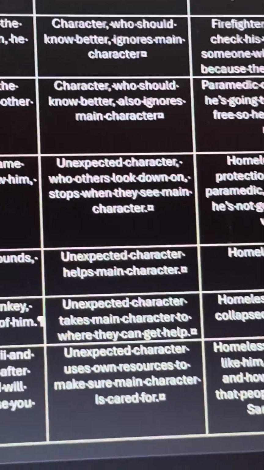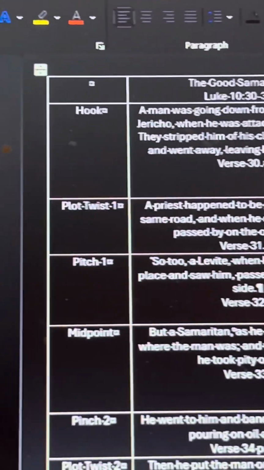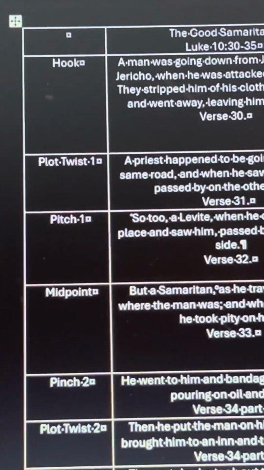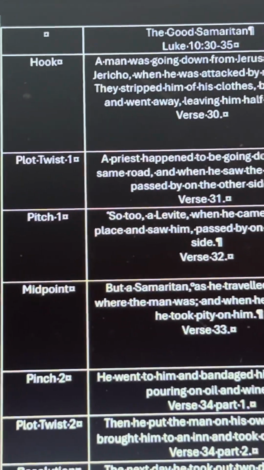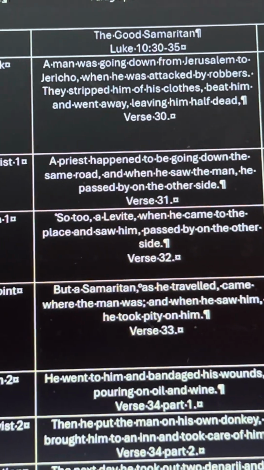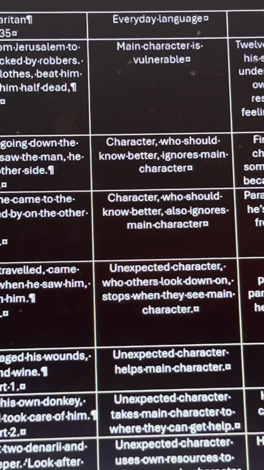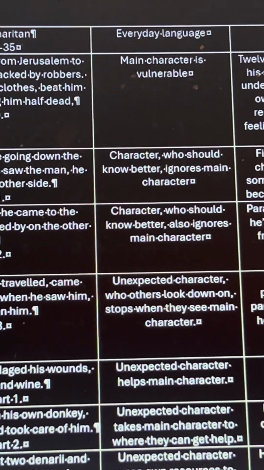Okay, so that's in everyday language. So now I'm going to turn it into a story. So, hook. The man was attacked by robbers and left for dead. Main character is vulnerable.